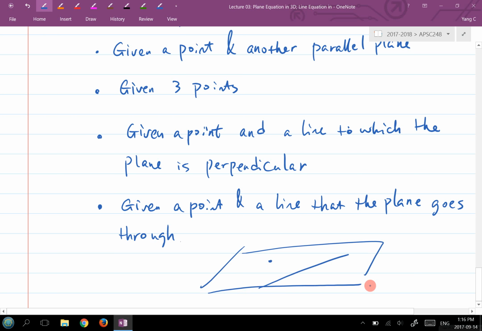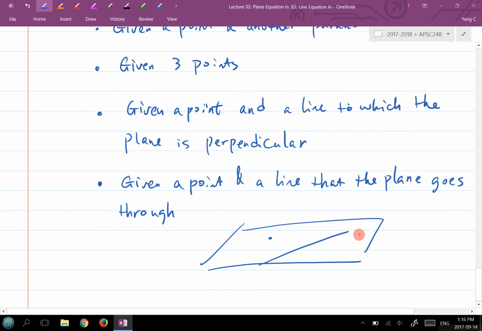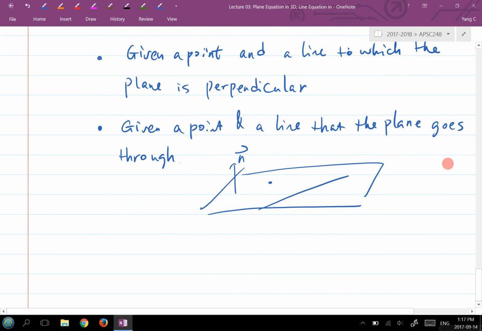So I won't give you a solution yet because we haven't learned the line yet. But once we learn the line, then you will see how you'll be able to solve. But either way, you need a point on the plane, and you still need to try to find this normal vector to the plane. It's all about how you can find this normal vector here. Okay? So that will be the possible scenarios there.